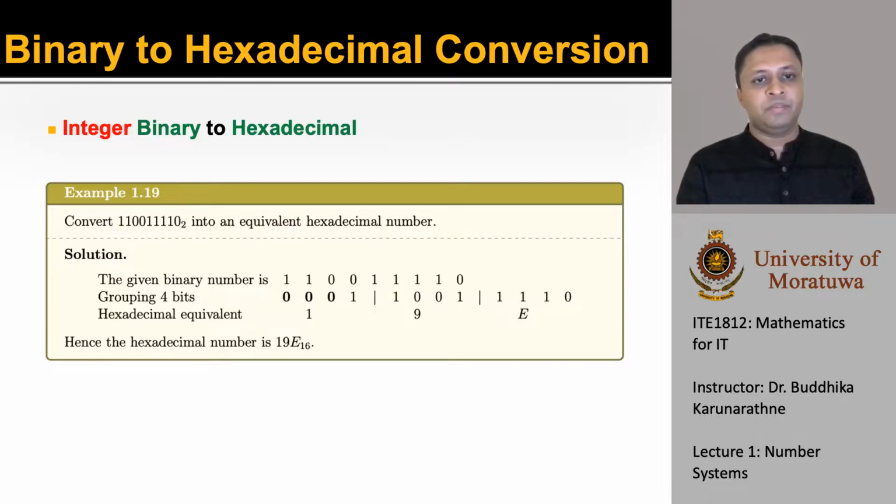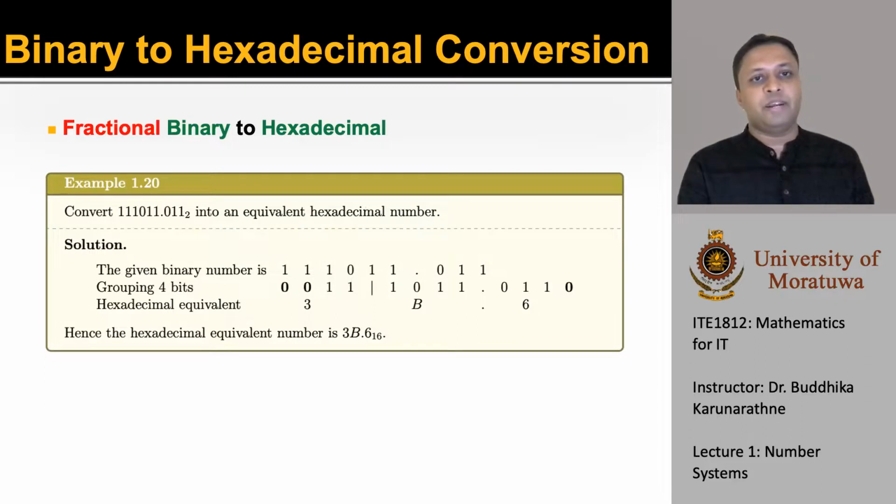So what we do is, we first write down the given binary number and we start grouping into 4 bits. For octal, it was 3 bits. For hexadecimal, it's 4 bits. And you start from the rightmost bit, or the least significant bit. So in this case, the first group corresponds to E, the second group corresponds to 9, and this group corresponds to 1. And the final outcome is 19E in the hexadecimal format. So that's how you convert an integer binary to hexadecimal.